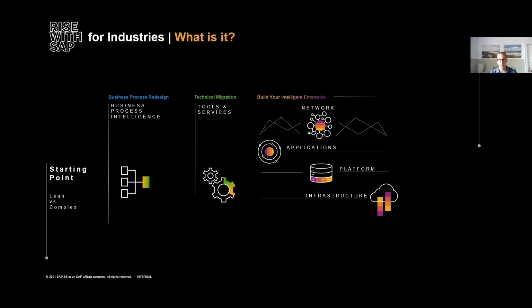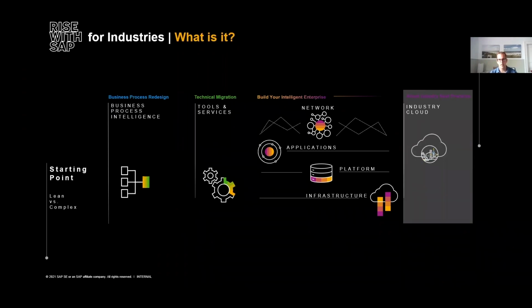So where is Industry Cloud coming in? And the answer is Industry Cloud is exactly complementing RISE with SAP, because if a customer, for example, is on ECC or Suite on HANA, then doing the business process redesign, the technical migration, and then configuring your intelligent enterprise, it's always the question, okay, where do you make the difference? All this is about optimizing your business. How are you actually transforming your business?